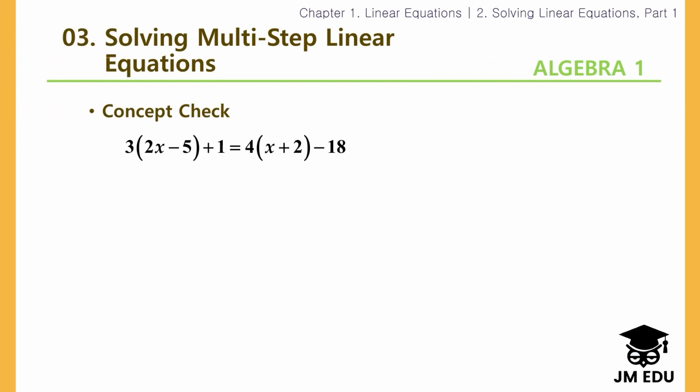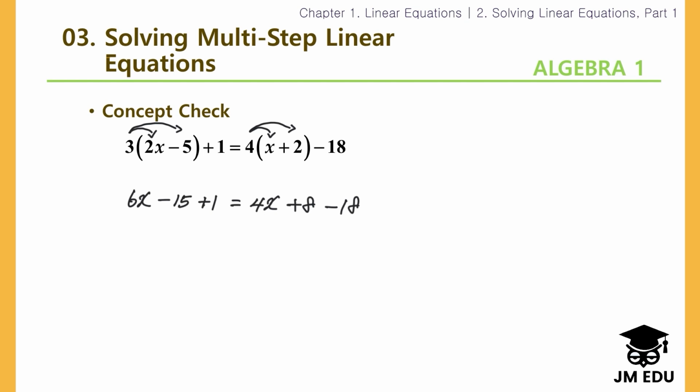Okay, another concept check. This time we have a parenthesis here, right? So we're going to have to remove this parenthesis first. So apply the distributive property. 3 times 2x, that's 6x. 3 times minus 5, that's minus 15. And we have a plus 1 is equal to 4 times x, 4x. 4 times 2, that's plus 8. And we have minus 18, right?